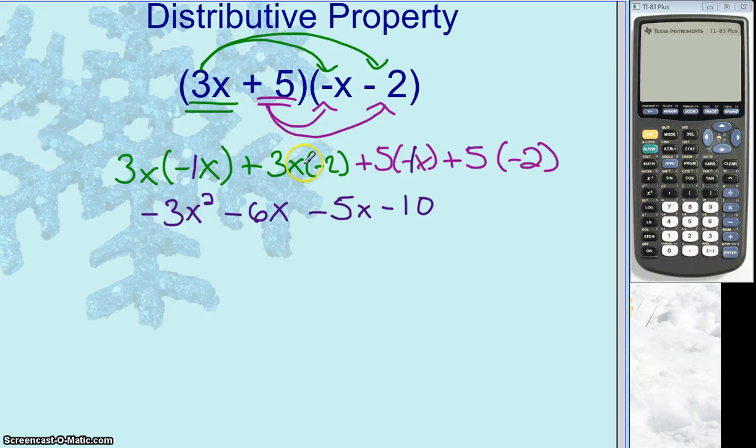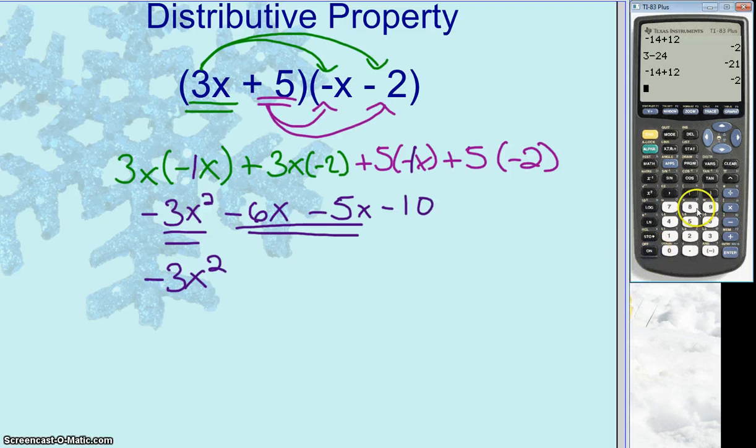So once you multiply everything through, go ahead and look and see if there's any like terms. These are both x. A lot of times your like terms are going to be in the center, just like this. 3x squared doesn't have a like term, so it just gets written down on the next line as negative 3x to the second. Since these are like terms, we combine them. We do what the numbers tell us to do. So you go negative 6 minus 5, which is negative 11.